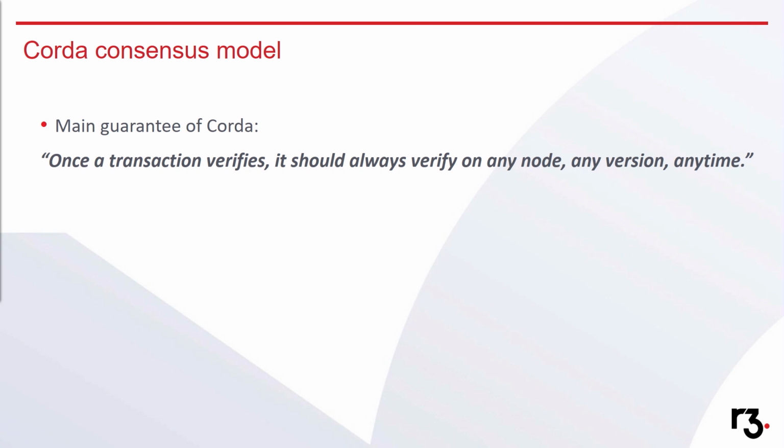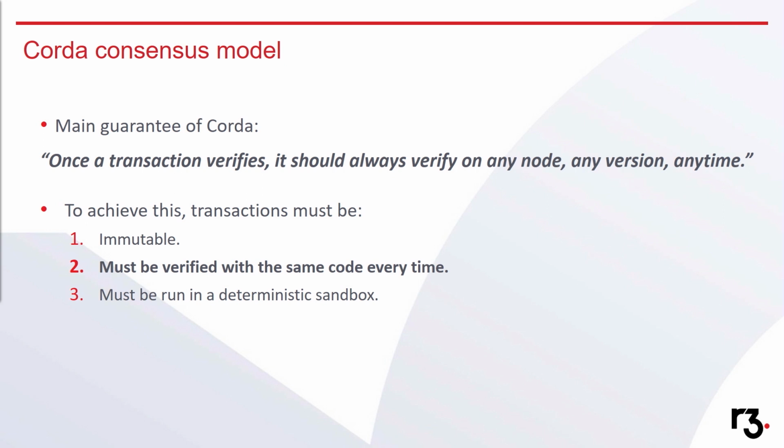Okay, to understand why these are necessary, let's take a step back and look at the main guarantee of Corda, which is that once a transaction verifies, it should always verify on any node, any version, any time. Now, if you think about it, this is fundamental because if it were false, transactions couldn't be final. So we need to achieve this statement.